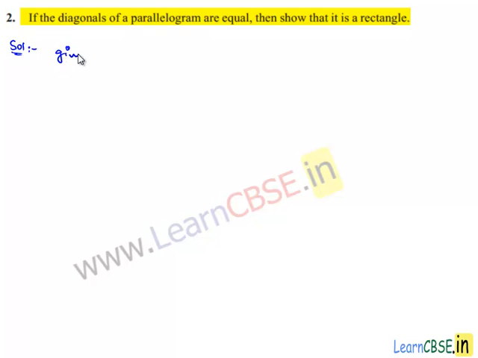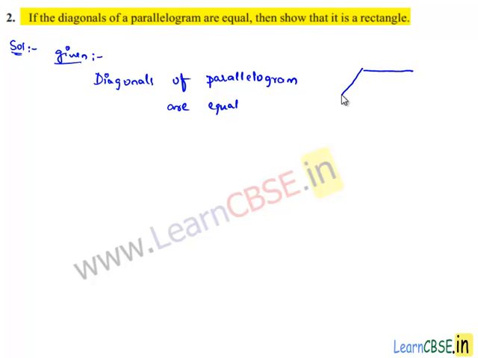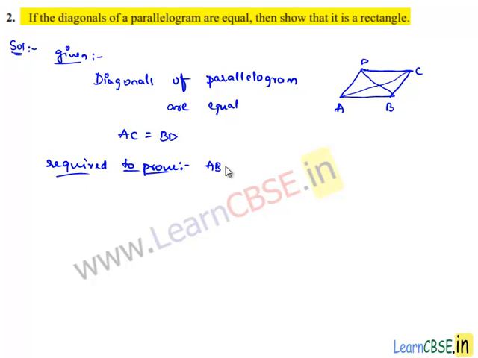Let us note down the given information that the diagonals of a parallelogram are equal. That means let us assume a parallelogram ABCD in which AC and BD will be the diagonals. He has given that AC is equal to BD, and now he asked us to prove that the given parallelogram ABCD is a rectangle. In order to prove that, let us follow a procedure.